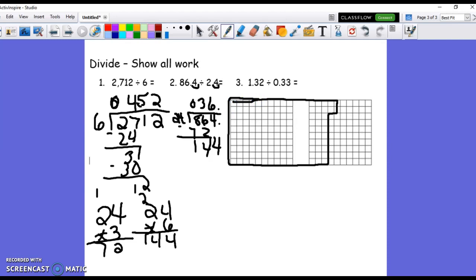And now I need 33 in each group. So 10, 20, 30. That's one group of 33. I have 7 here, 17, 27, 28, 29, 30, 31, 32, 33. I was just counting by tens. I have 4 here, 10 more is 14, 10 more is 24. 34 is going to be too much, so 24, 25, 26, 27, 28, 29, 30, 31, 32, 33.